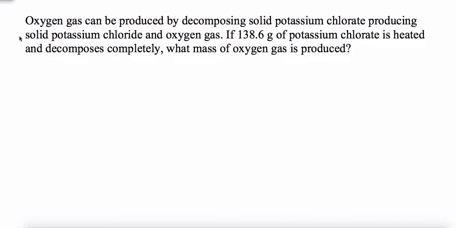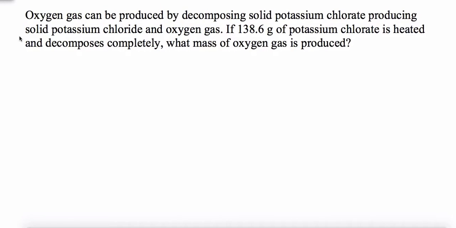Okay, for our first problem, it states that oxygen gas can be produced by decomposing solid potassium chlorate, producing, there's our arrow sign, solid potassium chloride and oxygen gas. Okay, so let's write this reaction.